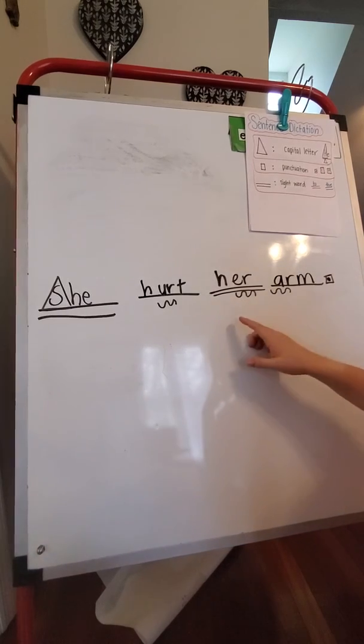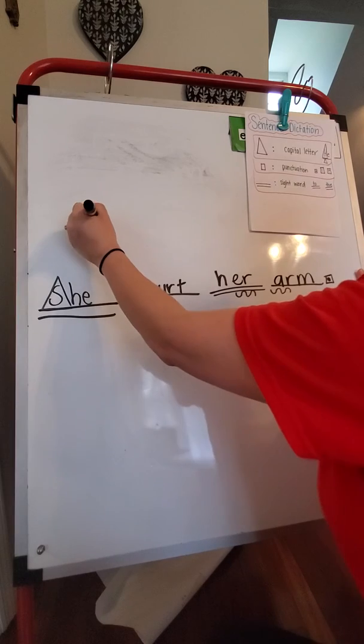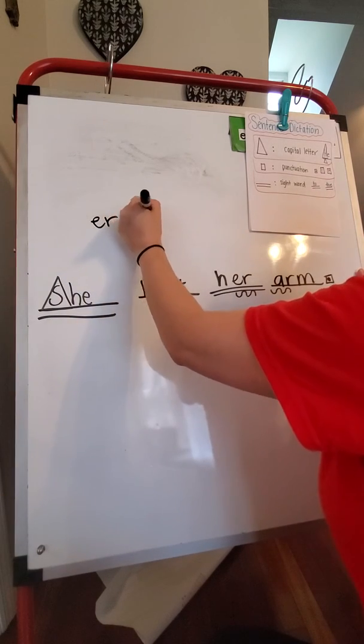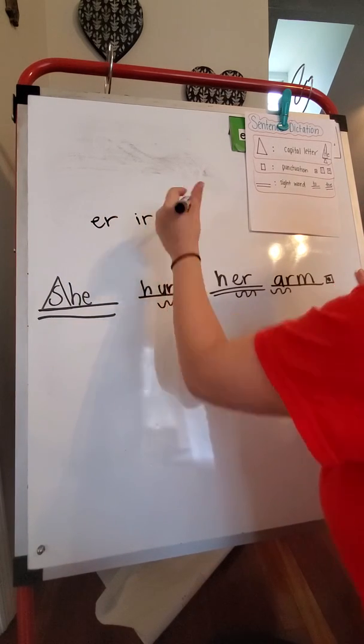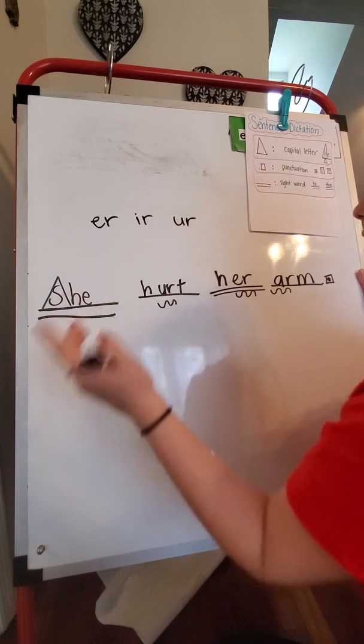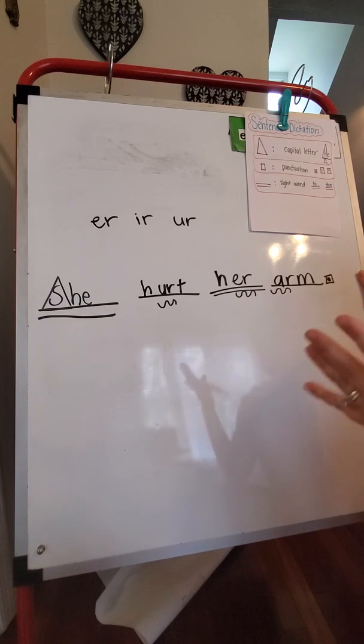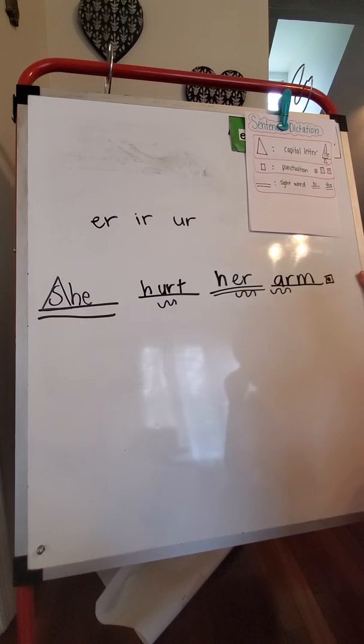I said earlier, especially with ER, UR, and IR, they all make the same sound, so kids might get confused and maybe put an IR or an ER in there. Like I said, I always tell them just what looks right, just from seeing it in books, iReady and stuff like that. It's whatever looks right to them. You can correct them if they're getting it wrong, but that's how I approach that.